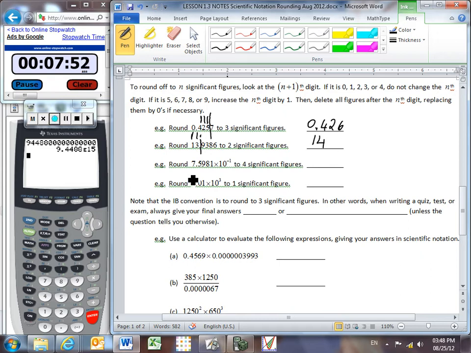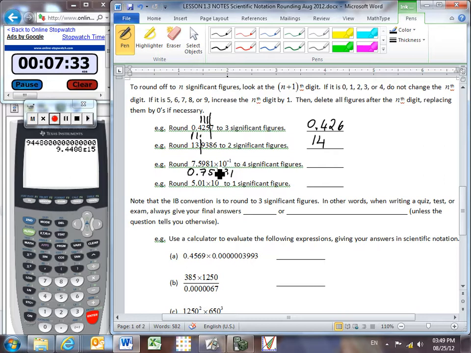Look, 2 significant figures, 1, 2. Let's round this one now to 4 significant figures. Because it's been given in scientific notation, it will be best to change it back into regular notation. The -1 we know moves our decimal 1 to the left, so we got 0.75981. And now we want to round to 4 significant figures.